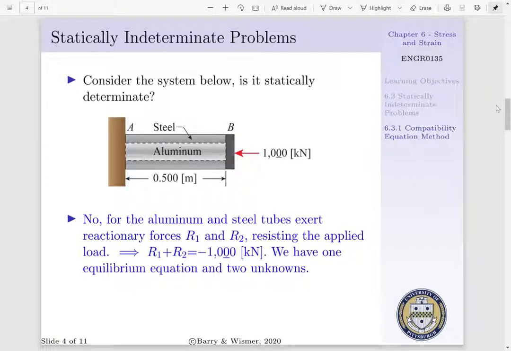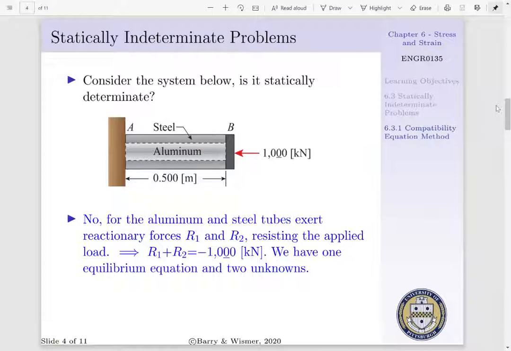Now, consider the following system below. Is it statically determinate? In our system, we have an aluminum rod inserted within a steel tube. There's a rigid plate at B to which we apply a load of 1,000 kilonewtons. And we recognize that this problem is not statically determinate, i.e. it is statically indeterminate. For our aluminum and steel tubes are both going to exert reactionary forces, R1 and R2, to resist our applied load of 1,000 kilonewtons.